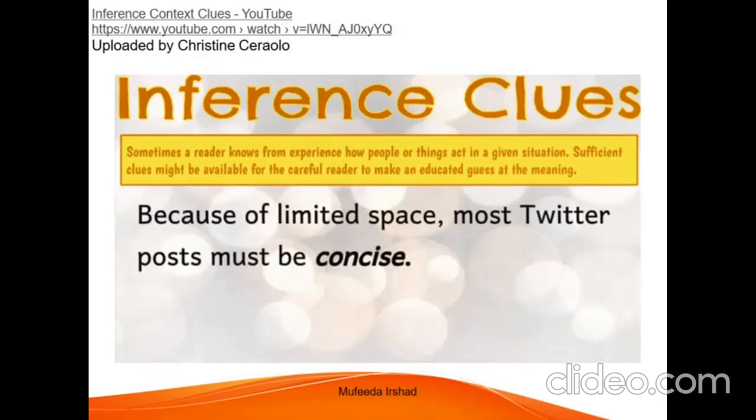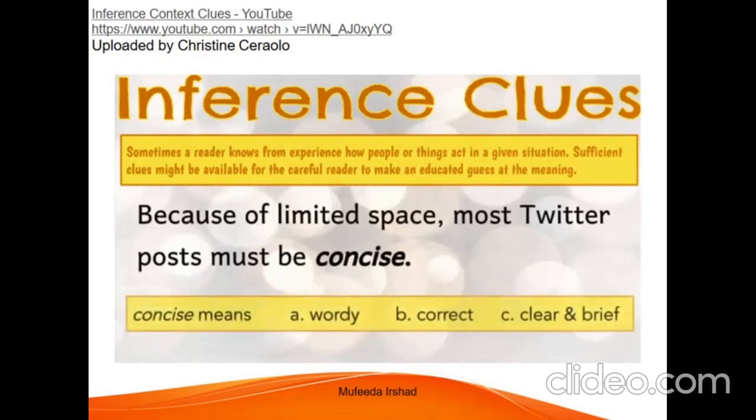Because of the limited space, most Twitter posts must be concise. The word I'm trying to define here is concise. They give me some choices. Does concise mean wordy, correct, or clear and brief?